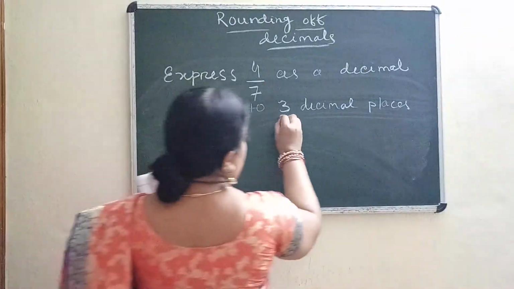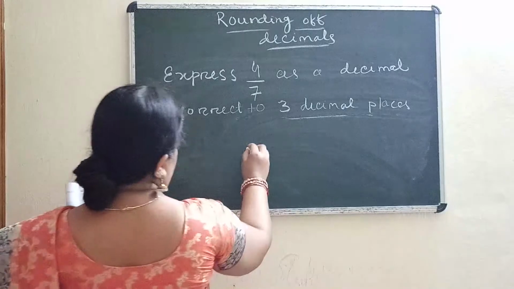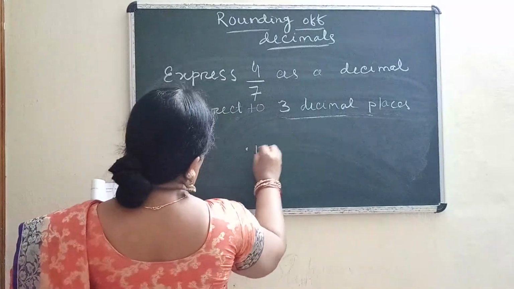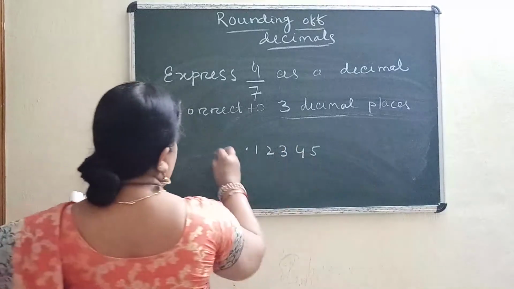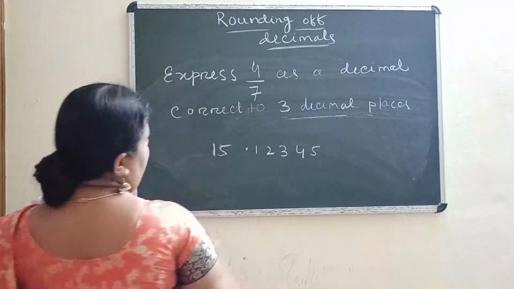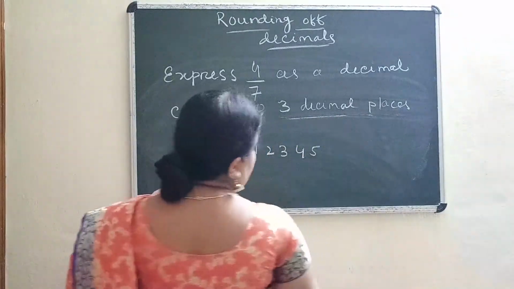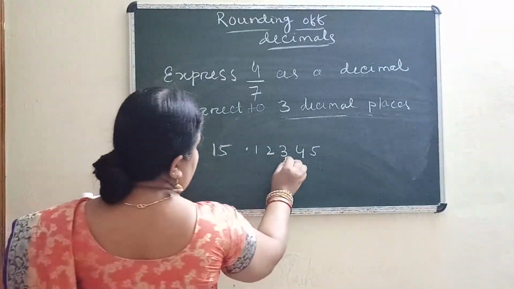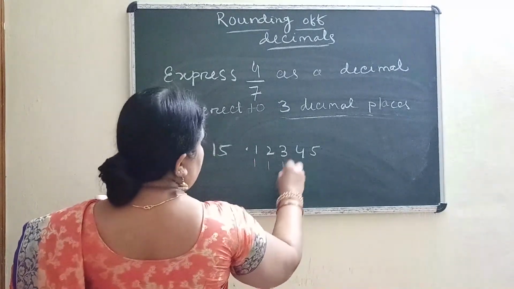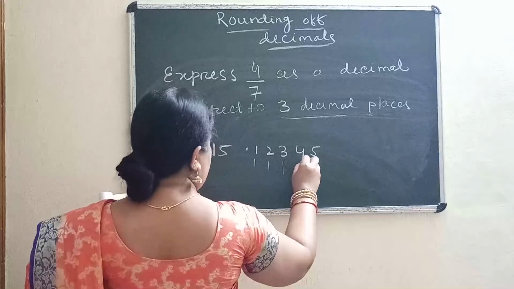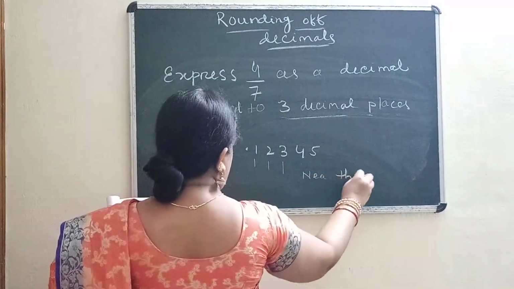So children, what is this? 3 decimal places means what? Suppose after the decimal point there are 1, 2, 3, 4, 5 places. Suppose 15.12345. Then correct to 3 decimal places means what? Decimal places up to 3 means what? Tenths, hundredths, thousandths. Correct to 3 decimal places means you will round up to the nearest what? Thousandths.